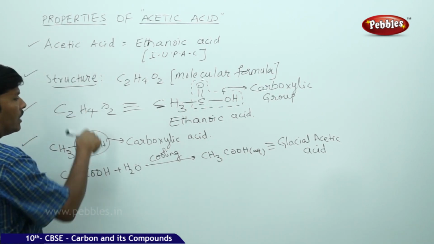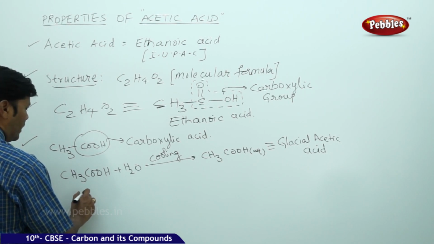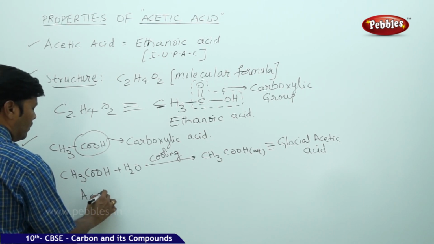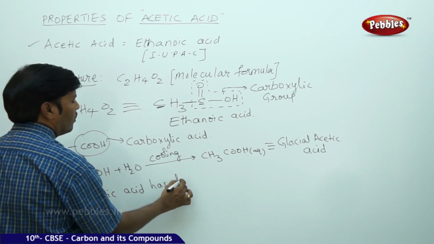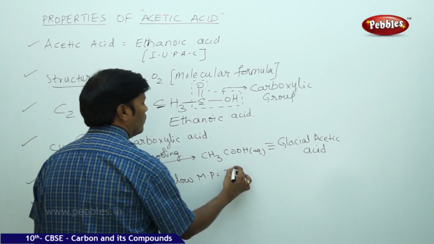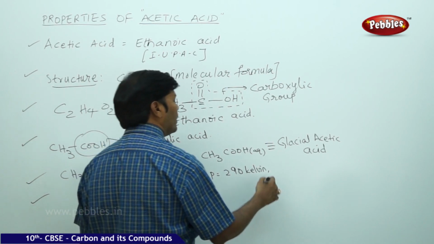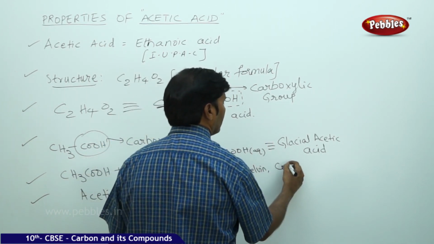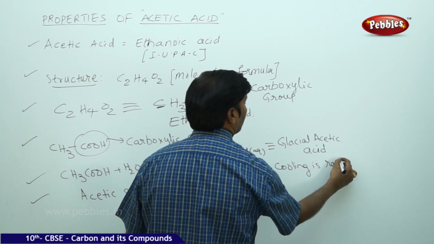So all these are the general properties. Acetic acid has a low melting point, which is equal to 290 Kelvin. So cooling is rapid.